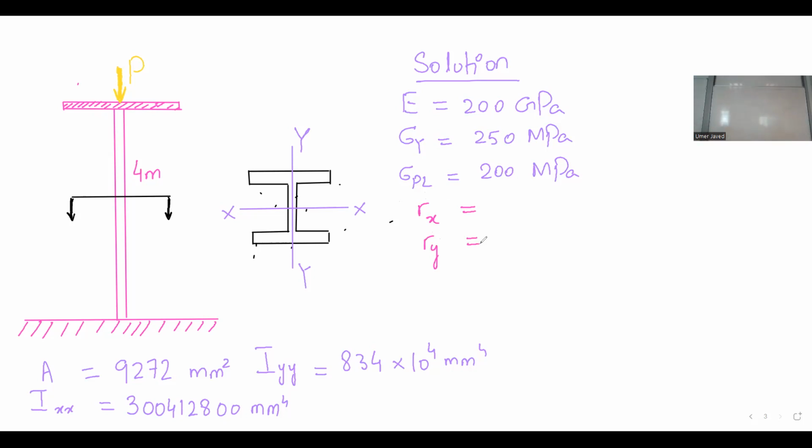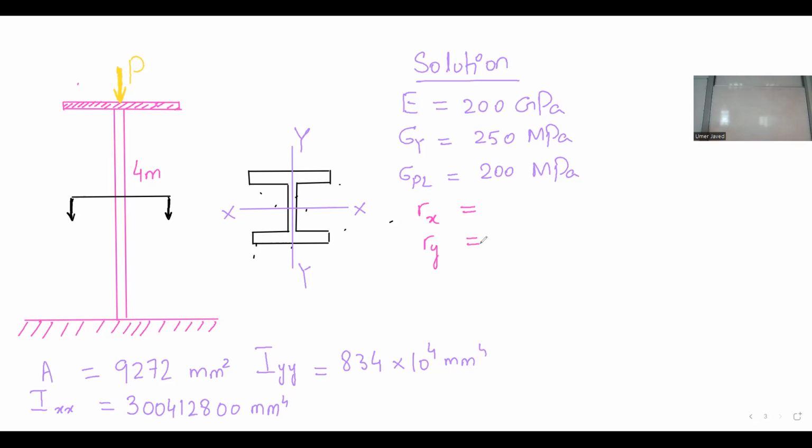Radius of gyration, Rx and Ry, both of them. So use a calculator. I equal to AR square. Give me Rxx, or Rx if you call it, and give me Ry. You have to use a calculator.